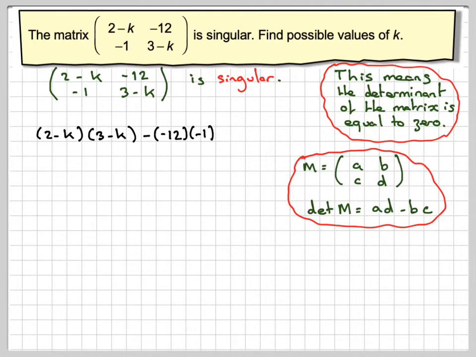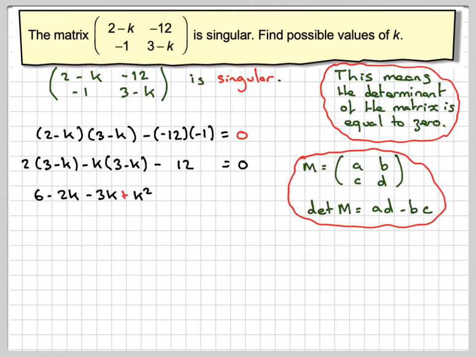Be careful with minus signs when you do this. This is equal to 0 because the matrix is singular. Expanding this, I like to do 2 times this bracket minus k times this bracket. Minus 12 times minus 1 gives us plus 12, but it's still minus 12, is equal to 0. Expanding here, we're going to get 6 minus 2k minus 3k plus k squared minus 12 is equal to 0.